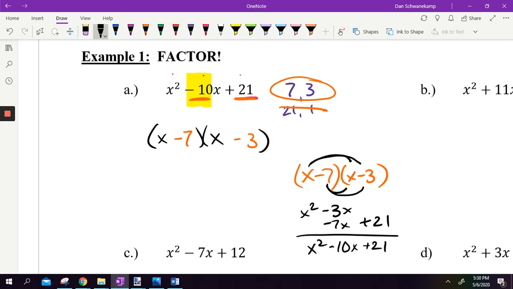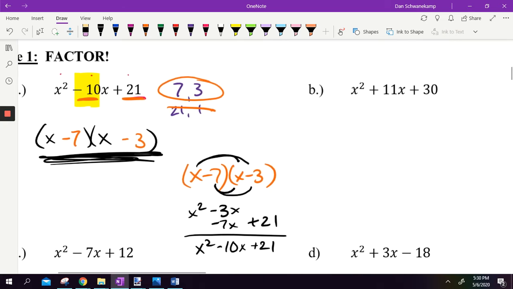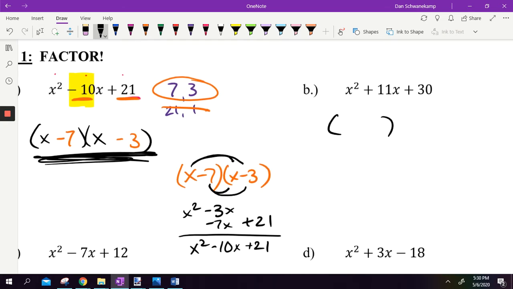All we are doing is rewriting this in a new fashion because this is going to allow me to find where it crosses the x-axis. And that's what we're trying to do when we factor. All right, so hopefully you're starting to get a feel for it. Let's try the next one.